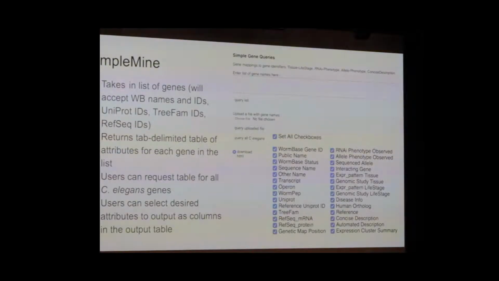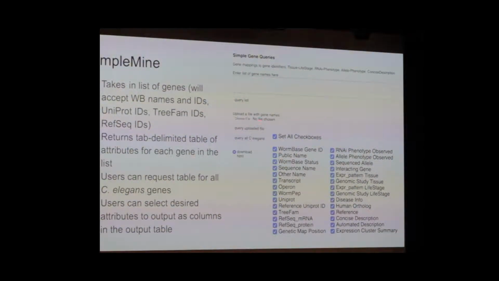All of them are selected by default. You can click on the Set All checkboxes. This toggles on and off all of the selected attributes so that you can easily turn them all off and just select a couple if that's all you want. So just go through this list, see which types of data that you want as columns in your table, turn them on and off. Then you can query your list once you've pasted in your list here.